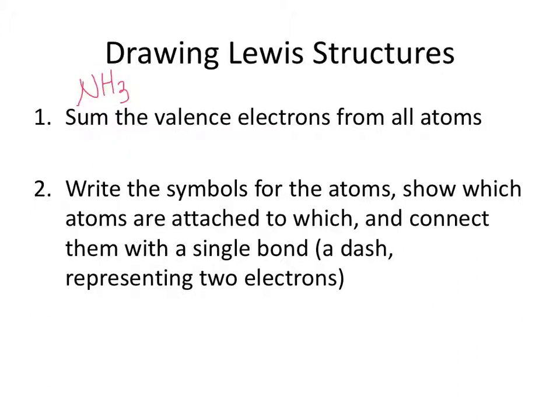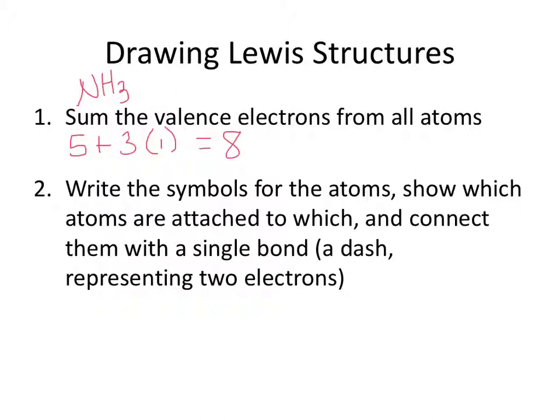Your first step is going to be to sum the valence electrons from all the atoms. So if you look at the periodic table, nitrogen has 5 valence electrons. And then you have 3 hydrogen atoms in that formula. If you look at the periodic table, they each have 1 valence. So I've got to add that up. So that means my structure is going to have 8 electrons somewhere in it.